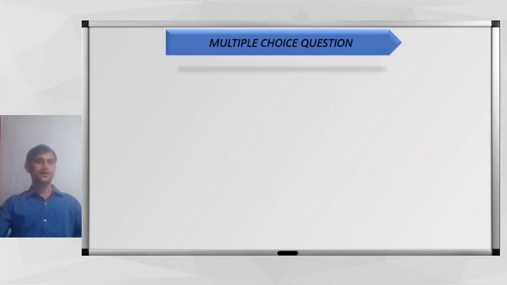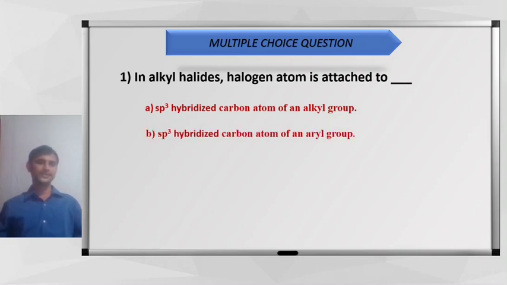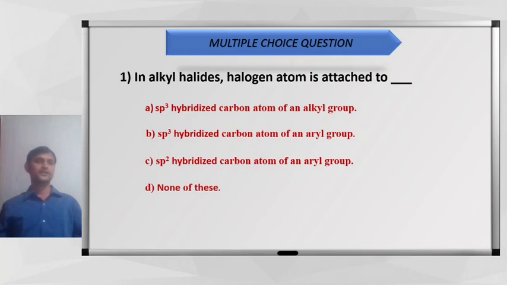Now see, multiple choice questions, MCQ questions. Look at some questions on this topic. In alkyl halides, the halogen atom is attached to, as we already know, but see the options: sp3 hybridized carbon atom; sp3 hybridized carbon atom of an aryl group; sp2 hybridized carbon atom of an aryl group; none of these. This is the very simple answer, that is sp3 hybridized carbon atom of an alkyl group, that is option number 1.